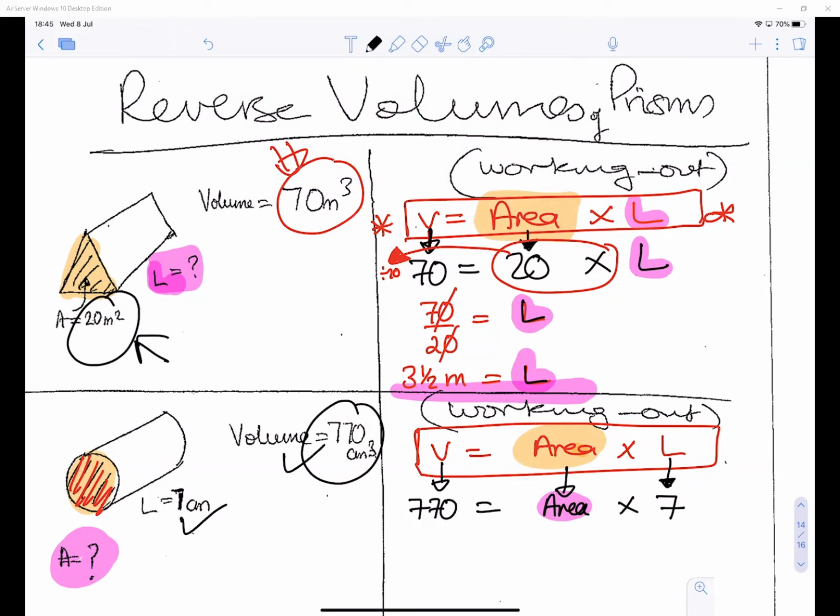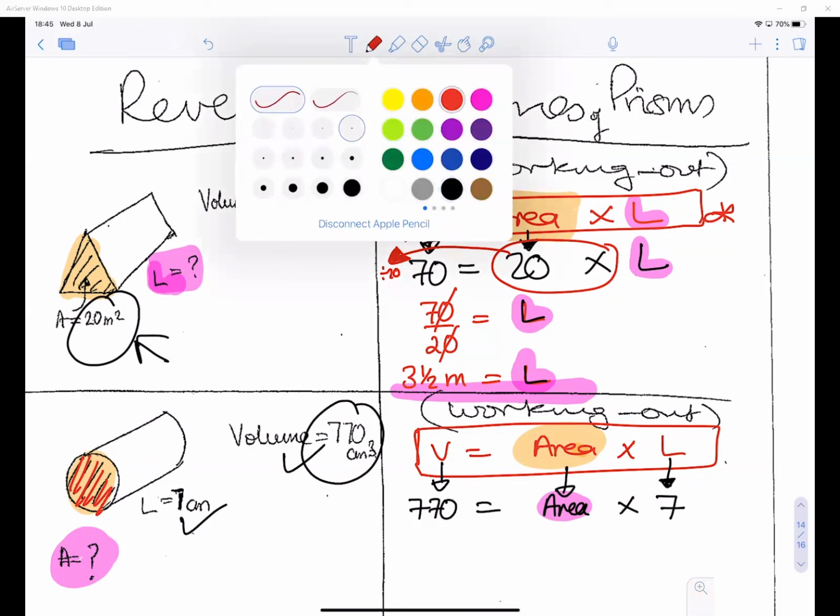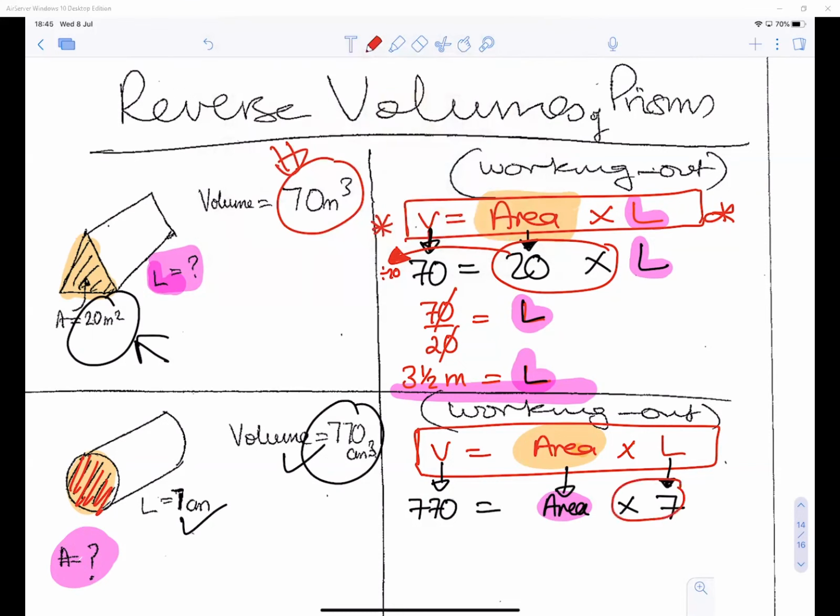So how do I work out the area? What do I do, Sulaiman, with the times by 7? So you do 770 divided by 7. So opposite of times by 7 is divide. So 770 divided by 7 is equal to the area. So what's that equal to? 110. So 110 what? 110 centimeters cubed. Centimeters squared, because it's an area. Yes, slow down. Don't get ahead of yourself, young man. Yes. We're done. So in these particular questions, we're doing exactly what we've done in the last question, but with a little bit of extra rearranging.